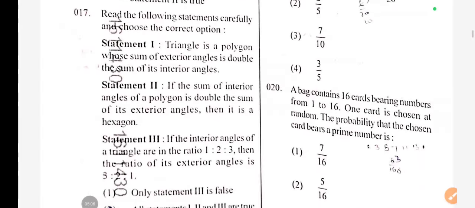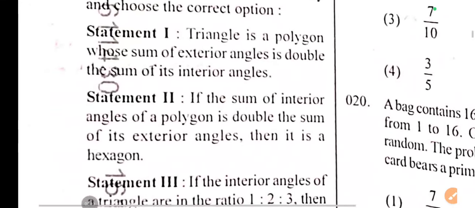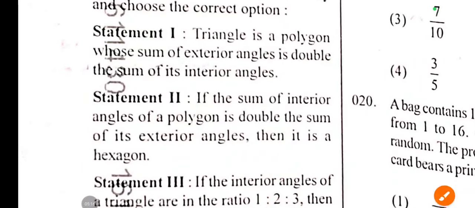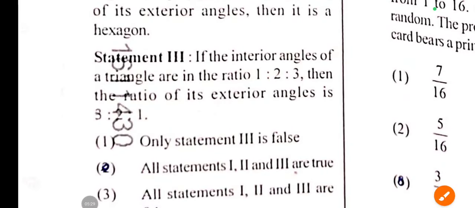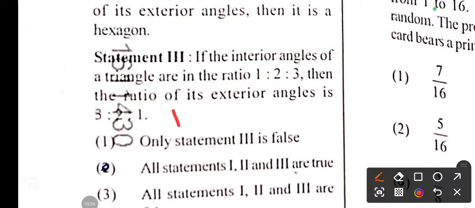Question number 17. Read the following statements carefully and choose the correct option. Statement 1. Triangle is a polygon whose sum of exterior angles is double the sum of interior angles. This statement is true. Statement 2. If the sum of interior angles of a polygon is double the sum of its exterior angles, then it is a hexagon. Again, this statement is true. Statement 3. If the interior angles of a triangle are in the ratio 1:2:3, then the ratio of its exterior angles is 3:2:1. This is false. So the correct answer is only statement 3 is false.